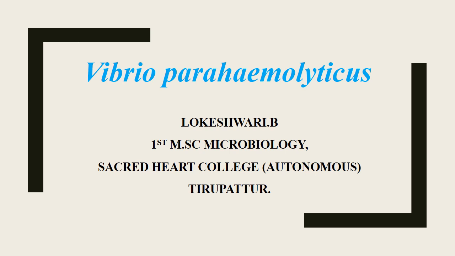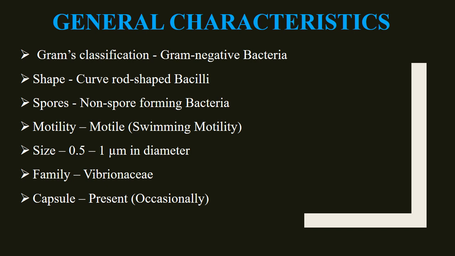Here we are going to see about the bacteria Vibrio parahaemolyticus. The general characteristics of Vibrio parahaemolyticus: Gram's classification, gram-negative bacteria; shape, curved rod-shaped bacilli; spores, it is a non-spore forming bacteria; motility, motile, swimming motility.